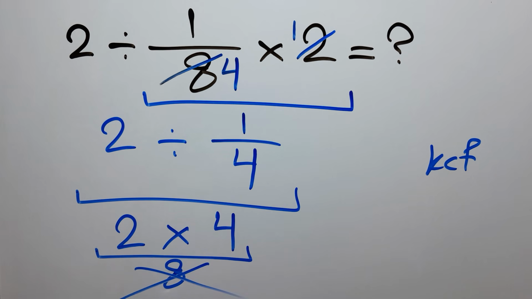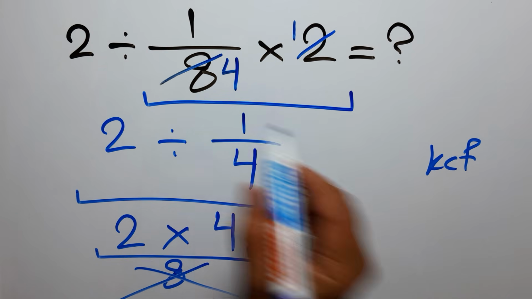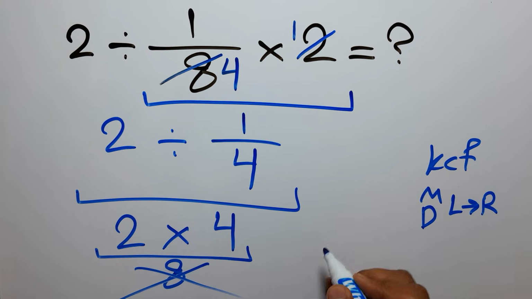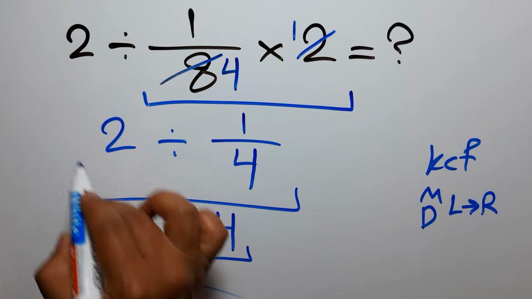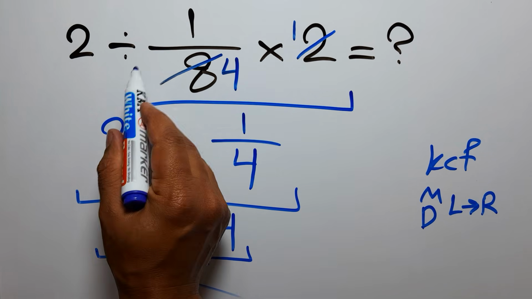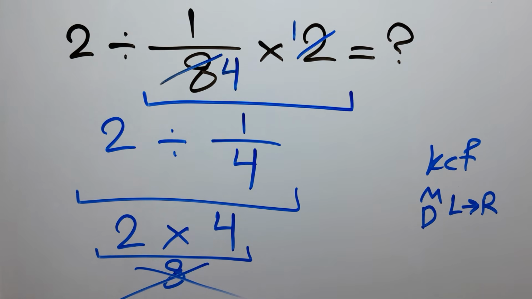because according to the order of operations, multiplication and division have equal priority, and we have to work from left to right. So here, first we have to do this division, then this multiplication. If we do this multiplication before this division, it is wrong.